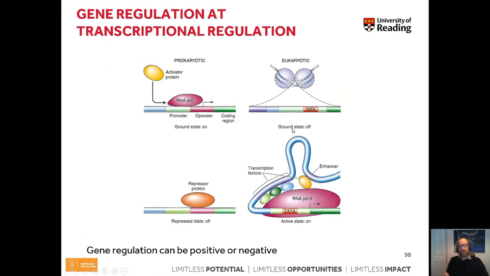Quite an important difference between prokaryotic and eukaryotic gene transcription is that the ground state in prokaryotes is actually on. In contrast, in eukaryotes, the ground state is off. So in eukaryotes, repressor proteins are used to negatively influence transcription of a gene. However, even in bacteria, activation of a gene can be positive or negative. This is also the case in eukaryotes. Transcription itself and regulation is much more complex in eukaryotes.